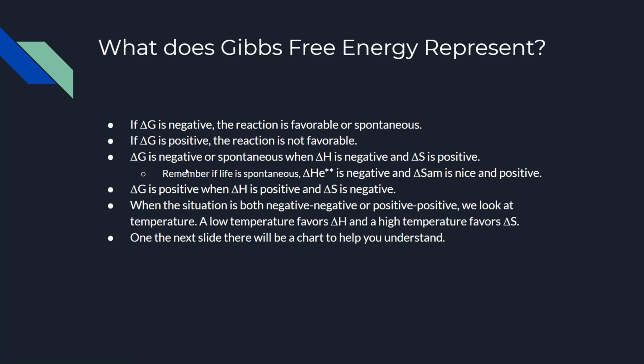Delta G is negative when delta H is negative and delta S is positive. Think of it using this acronym. So it's when life is spontaneous, delta H (double hockey sticks) is negative and S (Sam) is nice and positive. So when delta G is positive, delta H is positive and delta S is negative. And so you can see when these are in alternating positions, it's a certain yes or no. It's a positive or negative.